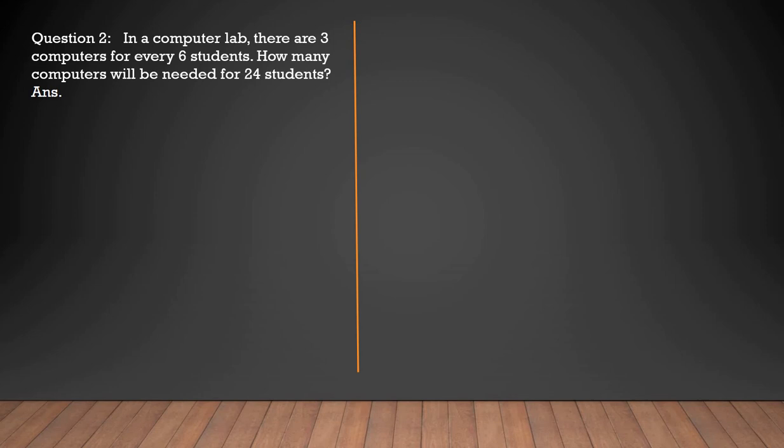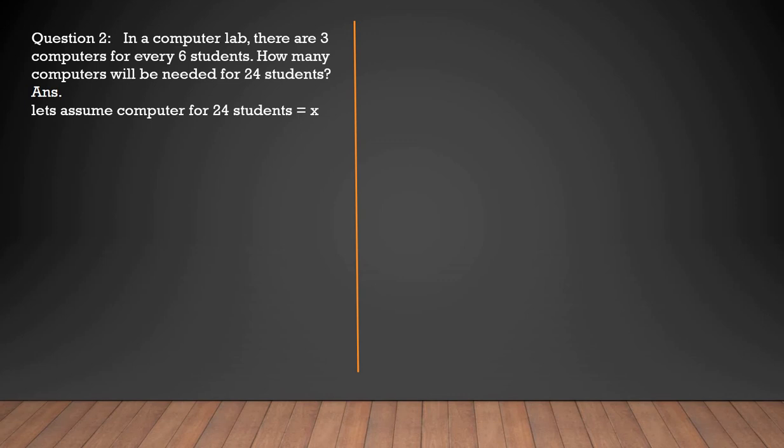This sum you can solve in 2 methods. One is the unitary method and the second is the ratio and proportion method. So I'm going to explain first the ratio and proportion method and then the unitary method. Whatever you feel is easy, you can solve in that way. First the proportion method, before that I'm going to assume x computers are required for the 24 students.